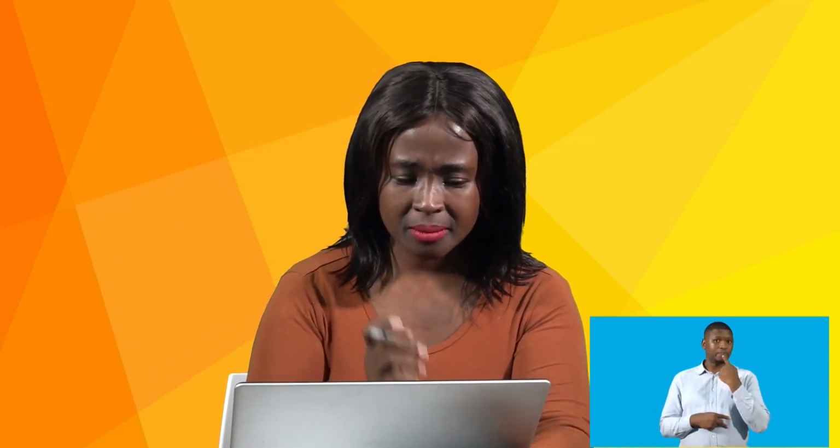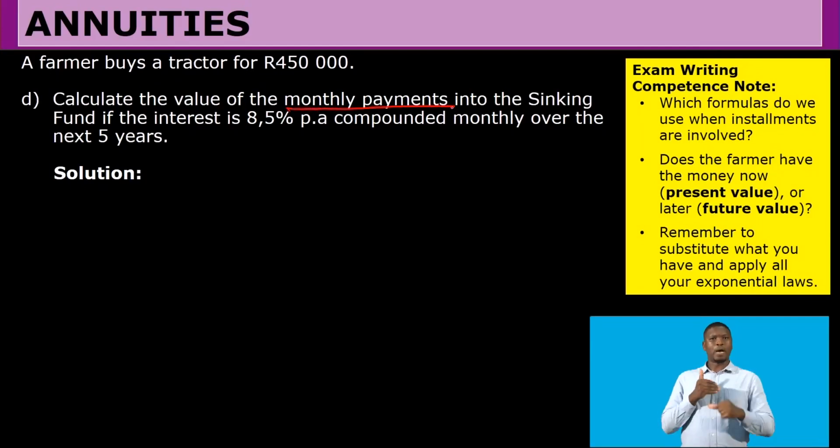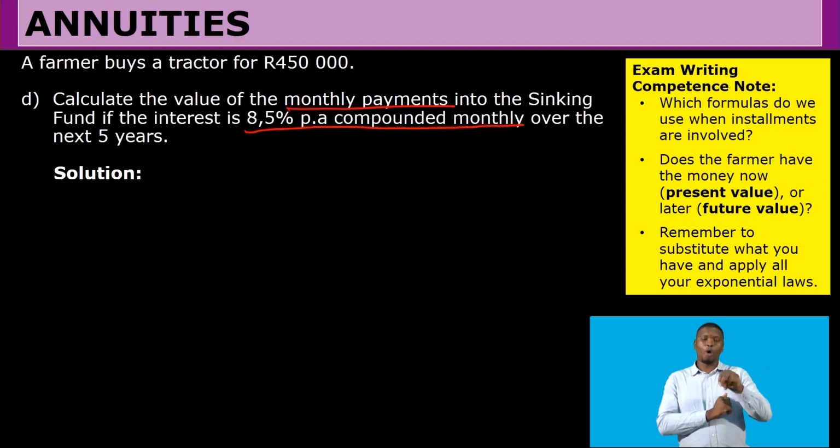So the next question says, calculate the value of the monthly payments into the sinking fund if the interest is 8.5% per annum compounded monthly over the next 5 years. So remember, this farmer, at the time he buys the tractor, also opens a sinking fund to save towards that new tractor. But is he going to save that 631,000? No, he's going to save the 350,000. Why? Because that is how much he will need, as he will combine it with the book value of the old truck and then go and get that new tractor.